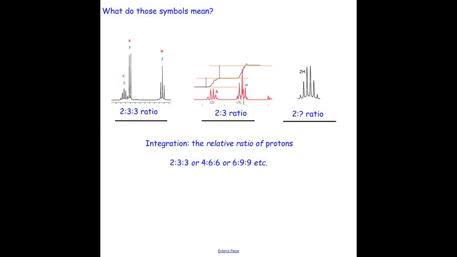There are numbers above, and you might see it above like this, or like this, or it might have a drawing like this where you're actually measuring the heights of the ratios. This tells us the ratios of the areas under the curve. The computer calculates that and gives us a ratio. So we know that the first one is in a 2 to 3 to 3 ratio. It doesn't mean that there's 8 hydrogens. It means that there's 8 or 16 or 24 or some multiple of 8.